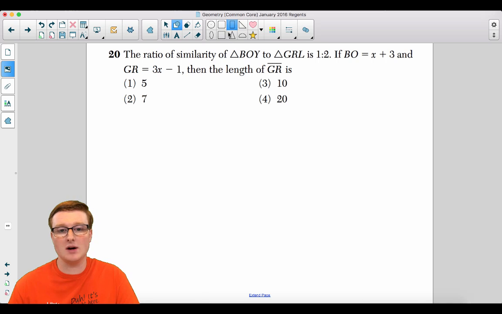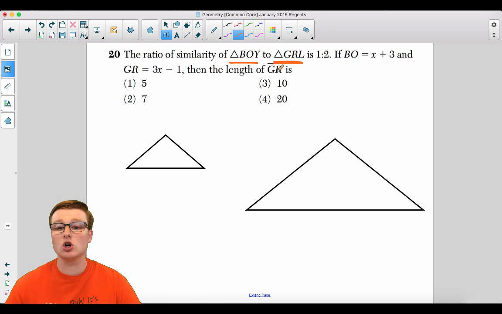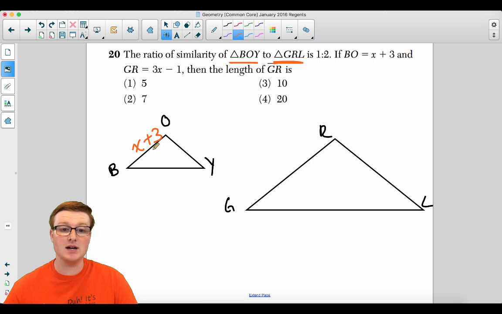The ratio, oh, there's a good question. The ratio of similarity of triangle BOY to GRL is 1:2. That means that triangle BOY is 1/2 the size of triangle GRL. Okay? If BO, because boys have BO, just kidding. So GRL, all right, so we have these two triangles. If BO is x plus 3 and GR is 3x minus 1, what is the length of GR?